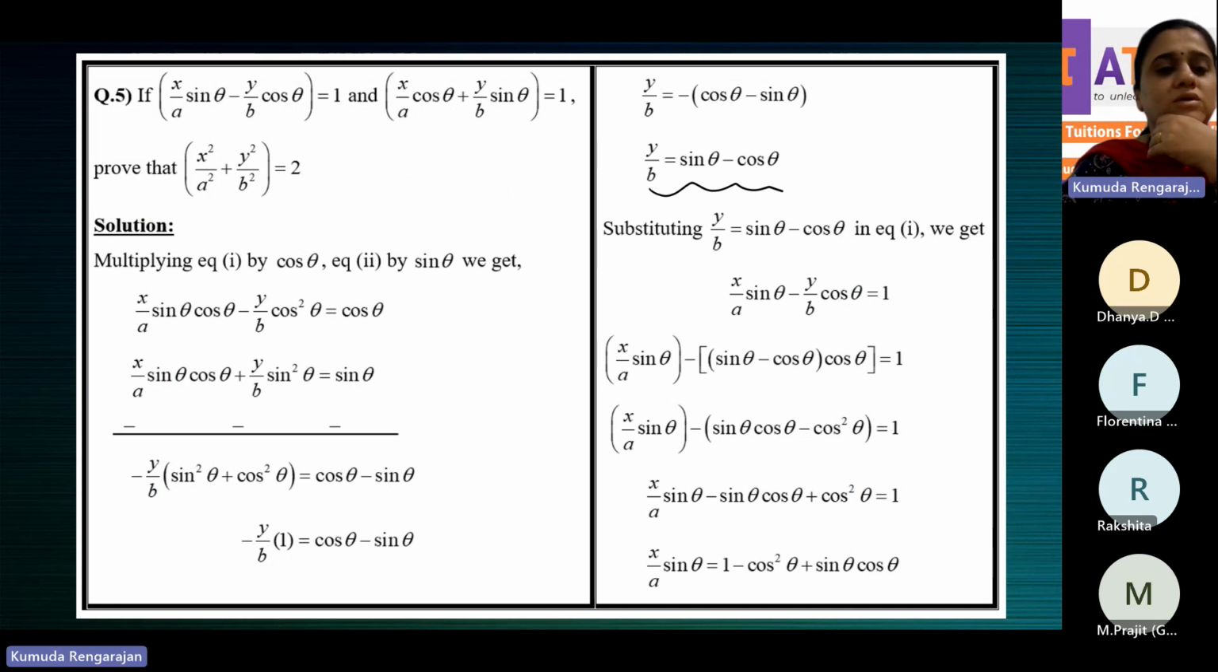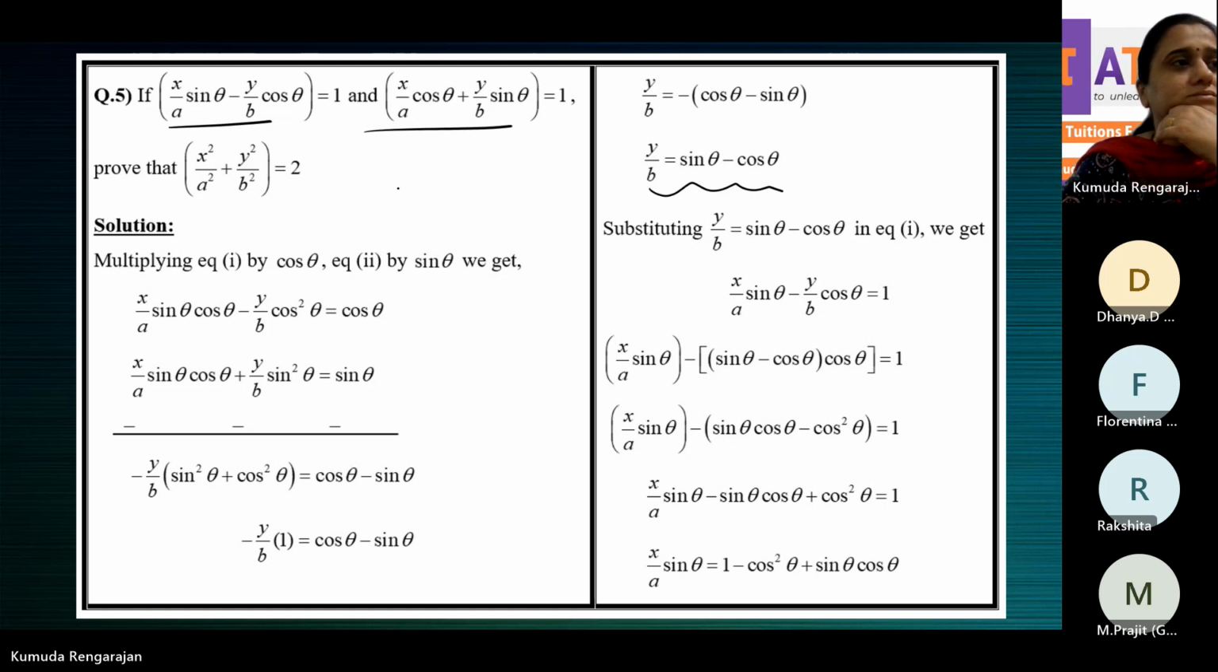So we need to treat these two equations as if they're linear equations in two variables, x by a and y by b. We need to write the equations one below the other and cancel out the terms that have x by a, or cancel out the terms containing y by b, by multiplying the equations with an appropriate ratio.